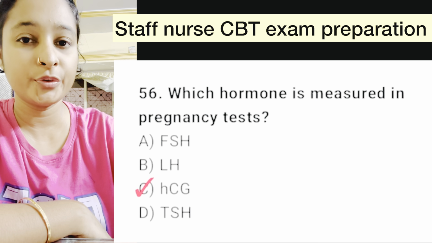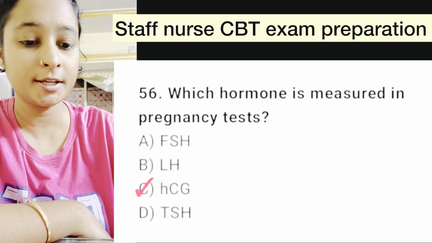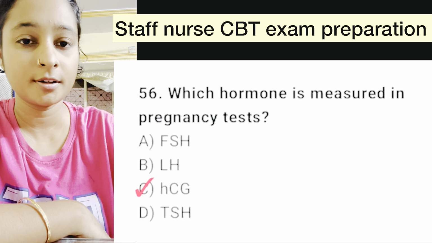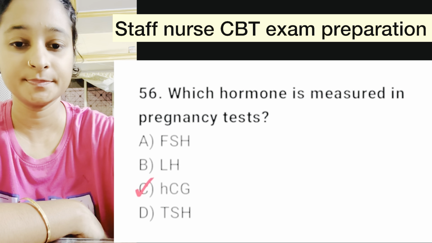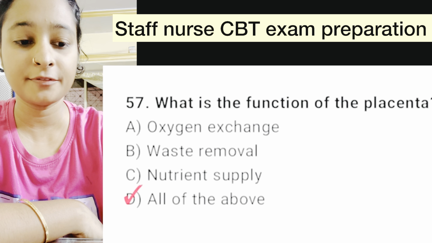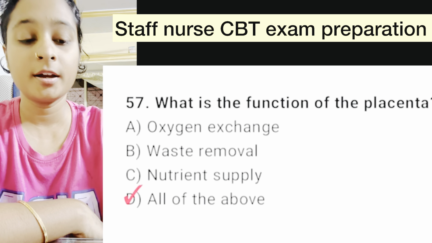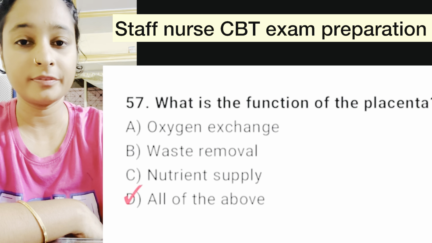Next question, which hormone is measured in pregnancy test? Here, right option is option C, HCG hormone. Next question, what is the function of the placenta? Here, right option is all of above.